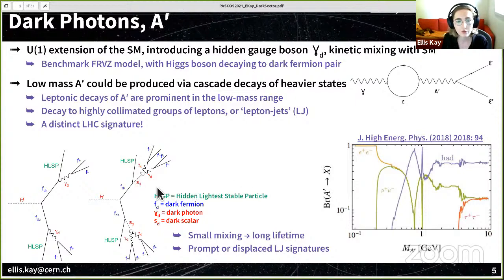And so if we look on the right at the branching fraction for dark photon decays, at low masses, the decays to leptons are prominent, and this is what this search looks at. So the signature in the detector is highly collimated groups of leptons, which we refer to as lepton jets. And this is a nice distinct signature in the detector. And depending on the mixing, or the kinetic mixing parameter that we choose, we can have prompt or displaced lepton jets that we look for.